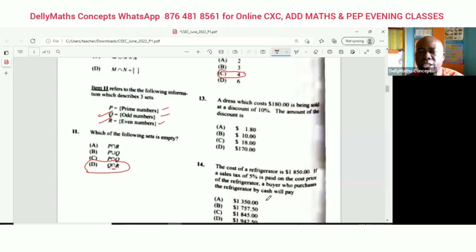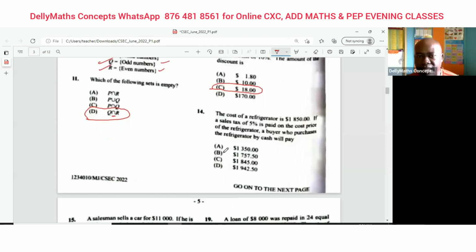All right, a dress costing $180 is being sold at a discount of 10%. The amount of the discount is, just take off a 0 for 10%, so it's $18. So for 10%, we just drop off the 0 at the back all the time. So the discounted amount is $18.